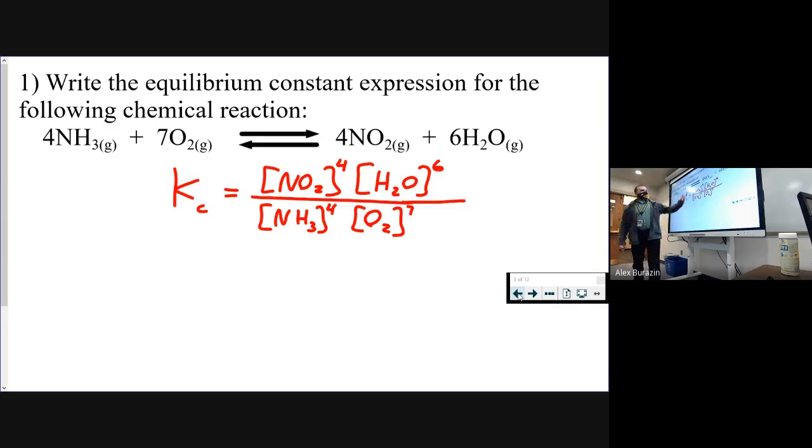We're always going to have our products divided by our reactants. Our products will be the chemicals or their molarities raised to the power of their coefficient, divided by the same thing for the reactants: the molarity of that stuff raised to the power of its coefficient. Pretty easy math, but we'll set this up a whole bunch over the next month or so.